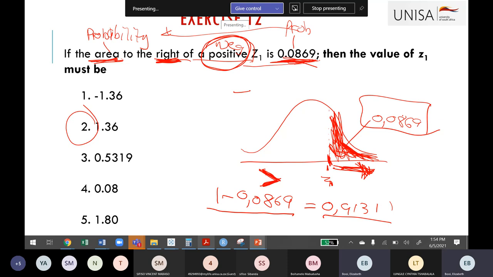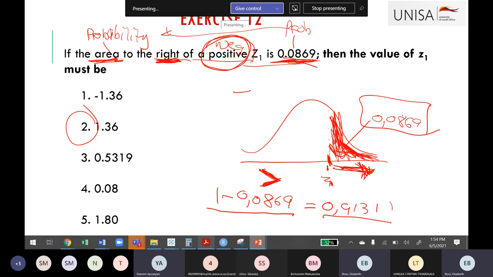Any question? So it must be one question, that 0.91. Can you just show me again on a table, please?